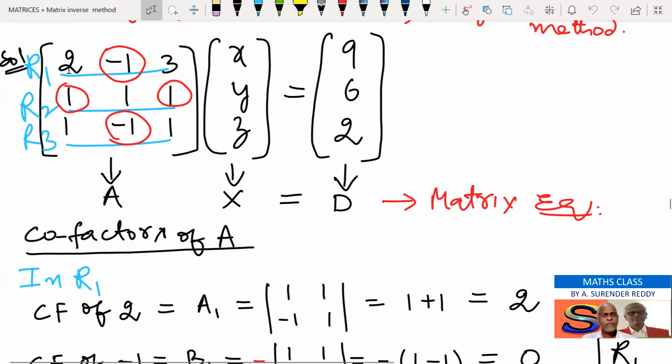So removing the R1 and C1. So the 2 is in R1 and C1. So removing R1, C1, the remaining 4 elements 1, 1, minus 1, 1. And finding its determinant, 2.